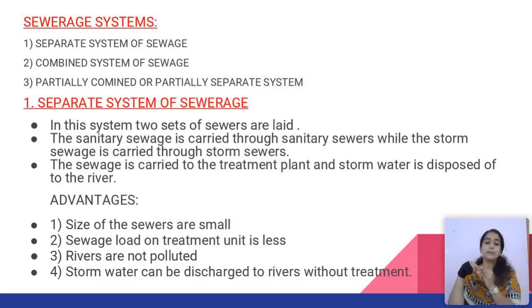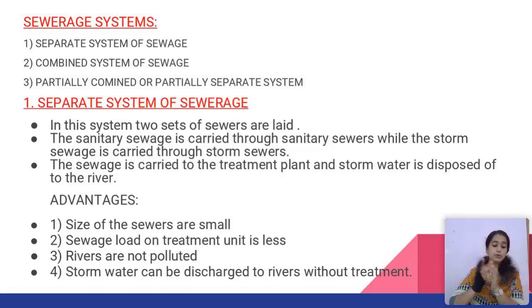In the separate system, as the name suggests, stormwater collection will be separate and the dry weather flow will be separate. In the combined system, these two will be combined together, collected and taken into the treatment plant. In the partially combined or partially separate system, according to the situation, we convert the system into separate or combined. The first is the separate system of sewerage.